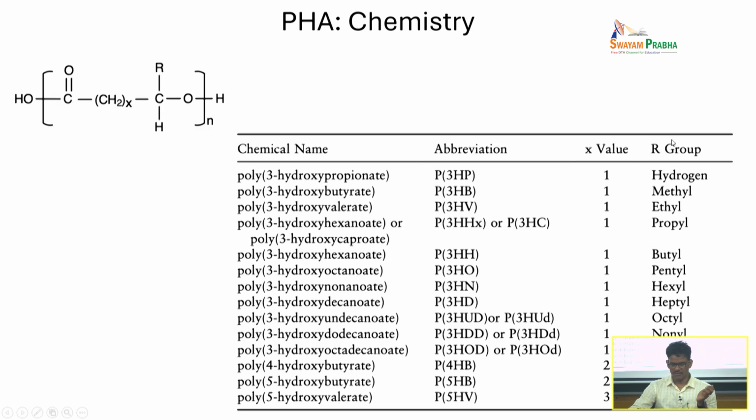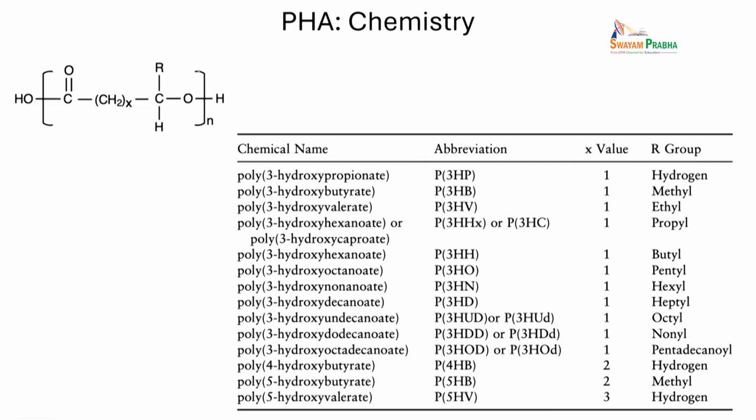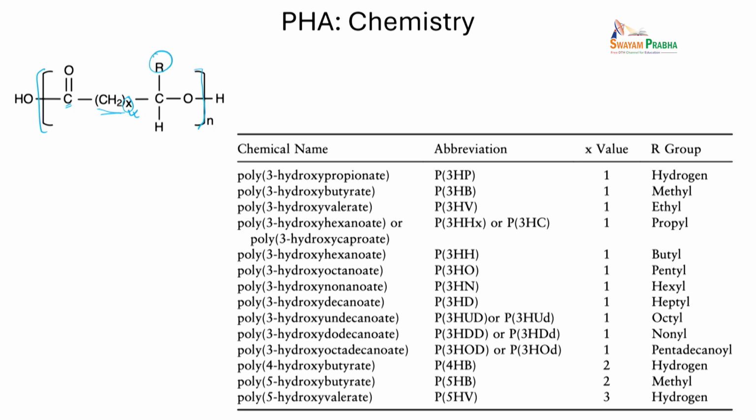Now, if you look at the chemical aspects, this is the formula. The repeating unit is shown here within this bracket. There is a CO bond, a carbonyl bond, and there is a CH2. This X is a variable. X can take different values, and then you have this R-CH-O in the repeating unit. About 150 different kinds of PHA molecules are available, depending upon the value of X and what this R is. The simplest would be X equal to 1 and R being hydrogen.